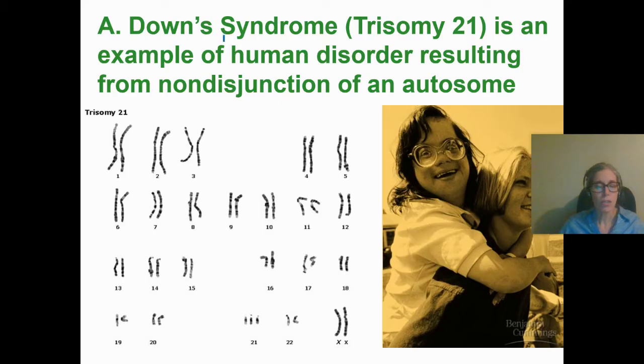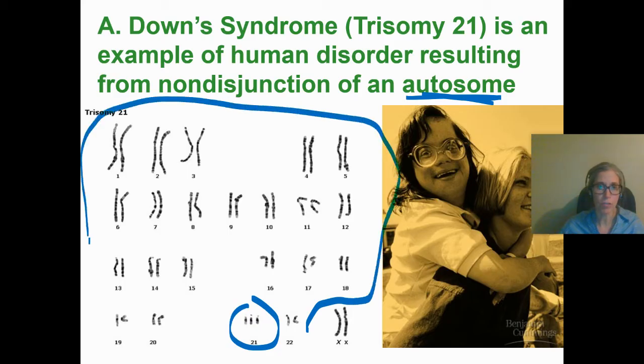So you do not need to memorize any of the syndromes, but here's an example of Down syndrome, the extra 21st chromosome. This is an autosome, right? All of the chromosomes that are not the sex chromosomes are autosomes. And notice that the 21st chromosome is very, very small. So when non-disjunction happens with that chromosome, the person usually lives.